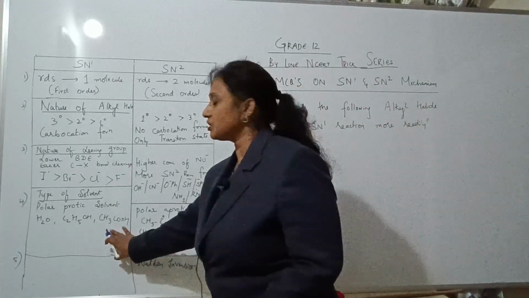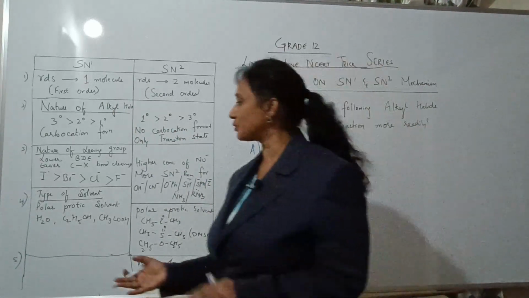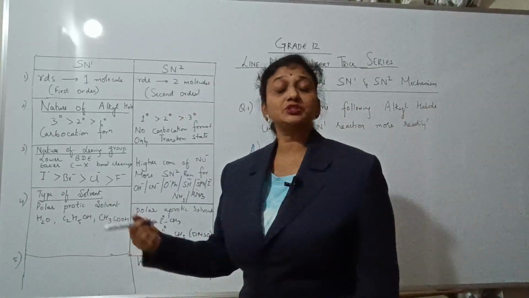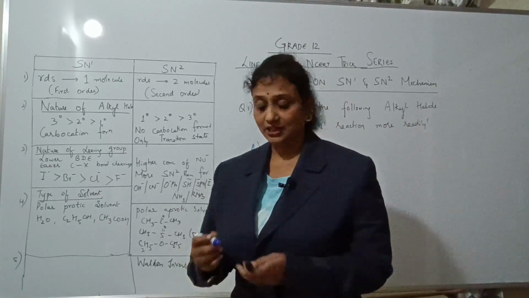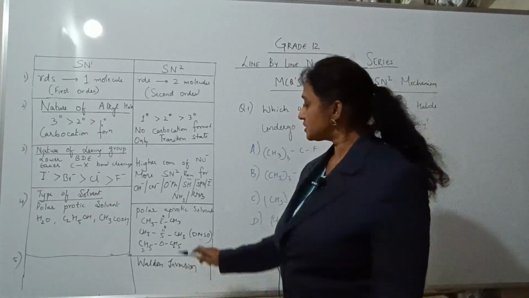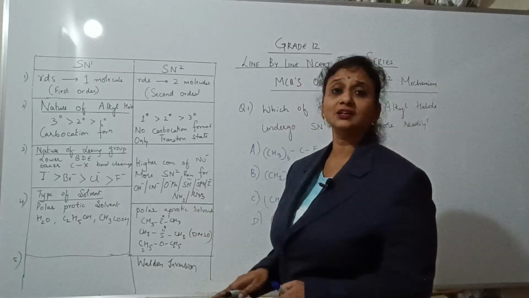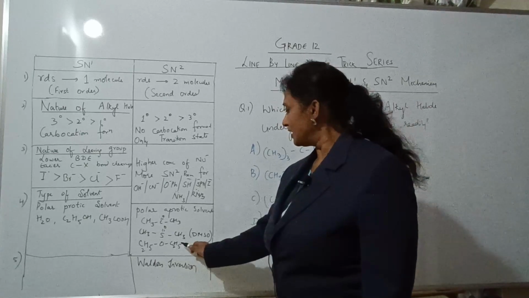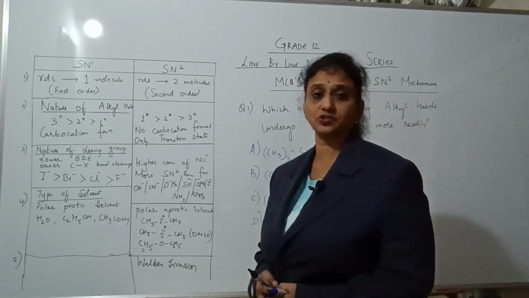Then comes the type of solvent. In case of SN1, I am going to use a polar protic solvent. Polar protic means you have oxygen-hydrogen bonds. So polar protic solvents like water, ethanol, acetic acid are what we use for performing the reaction. Then in case of SN2, you are going to use polar aprotic solvents, where there is no oxygen-hydrogen bond. So in this case, I am going to take acetone, ethers, DMSO, dimethyl sulfoxide. In such a way, we are going to pick up the polar aprotic solvents.